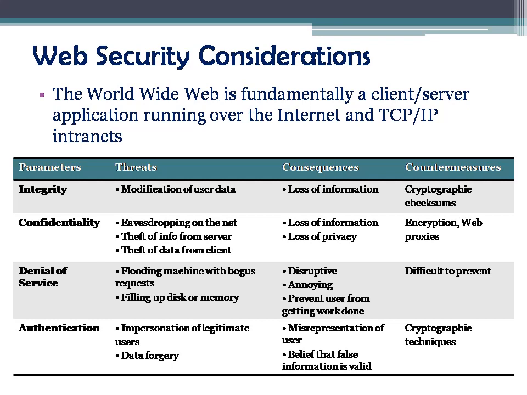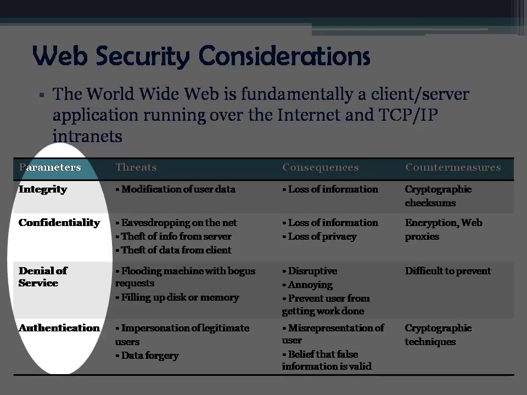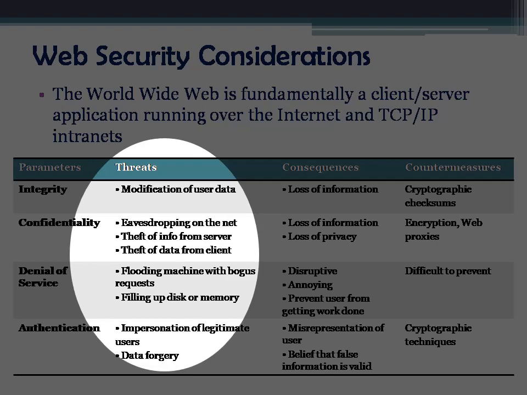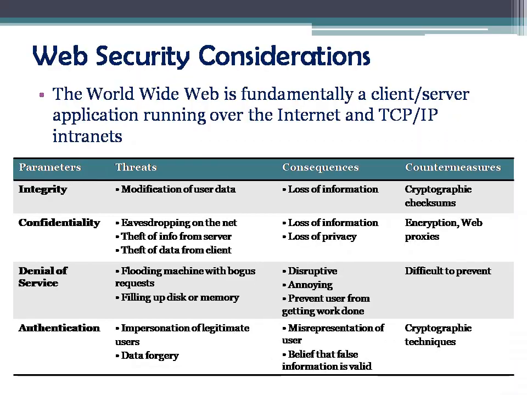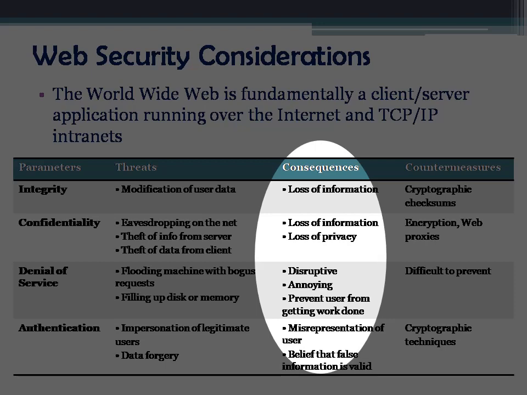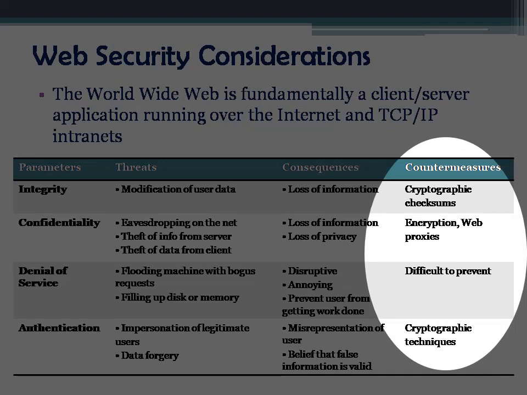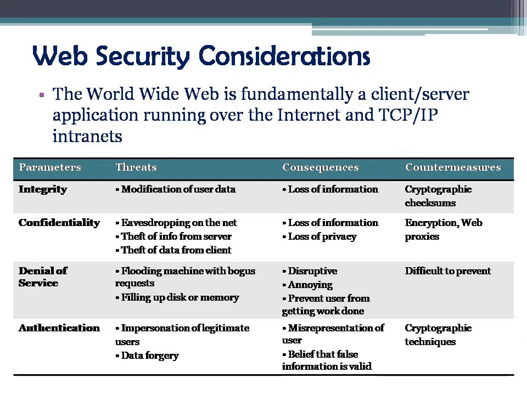As you can see in this table, it has four columns where the first column represents the parameters such as integrity, confidentiality, denial of service, and authentication. The next column shows the threats involved in each parameter. Then the third column has the consequences resulting from each threat, and finally the last column lists the countermeasures that could be taken to combat these threats. So our concentration is on the last column, that is nothing but the countermeasures column.